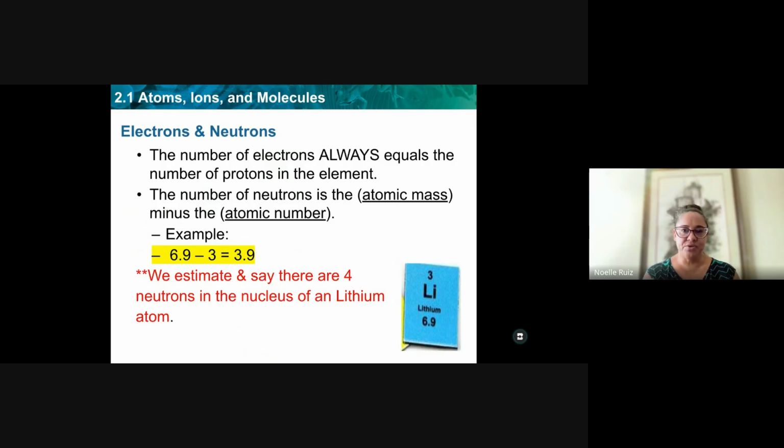And then to get the number of neutrons, you have to do a little bit of math. It should be really simple. The number of neutrons is the atomic mass, which is that bottom number, minus the top number, the atomic number. So in a lithium atom, we take the bottom number, which is 6.9. We could also round it up to 7. We subtract the smaller top number, 3. That comes out to 3.9. And we round. We estimate and say there are 4 neutrons in the nucleus of a lithium atom. That's how we calculate the neutrons.